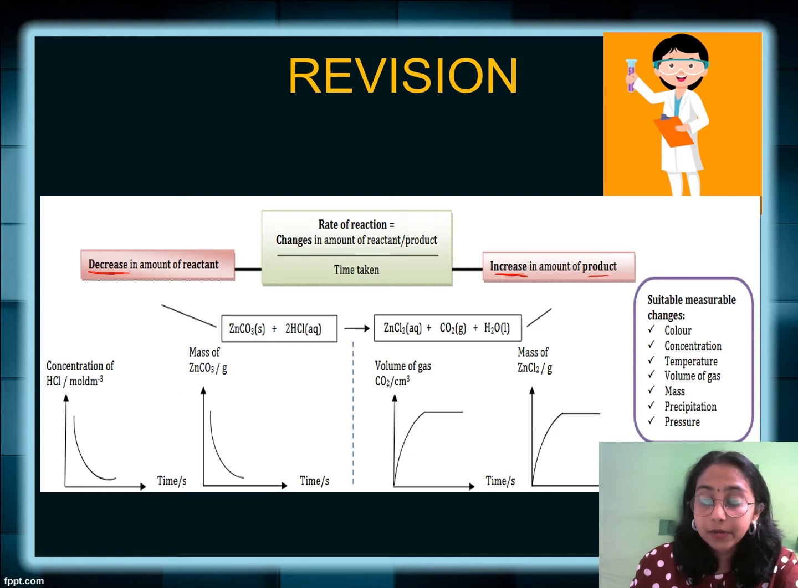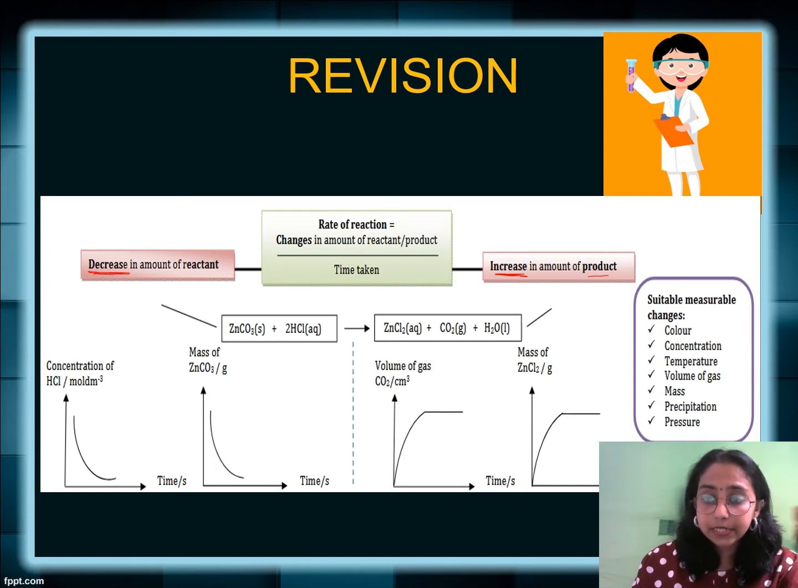Okay, so when the question comes out to define rate of reaction for the respective reaction given to you, you have to be careful about what you are measuring in the reaction. Is it a reactant or the product? If you are measuring the reactant, then you have to say decrease in the amount of reactant. And for the amount of reactant you must have a measurable parameter, like mass.